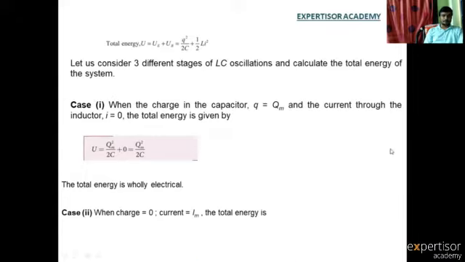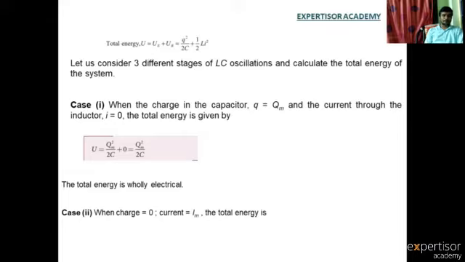Case 1. When the charge in the capacitor Q is equal to Qm, that is the maximum charge in the capacitor, the current through the inductor I is equal to 0. The total energy is given by... So when the charge is at maximum in the capacitor, the electric field is generated at the capacitor, but at the inductor the current is 0. That means the magnetic field value is 0. There is no magnetic field.